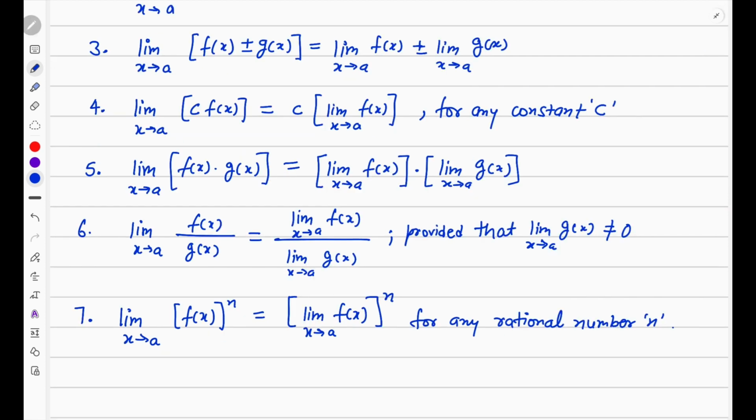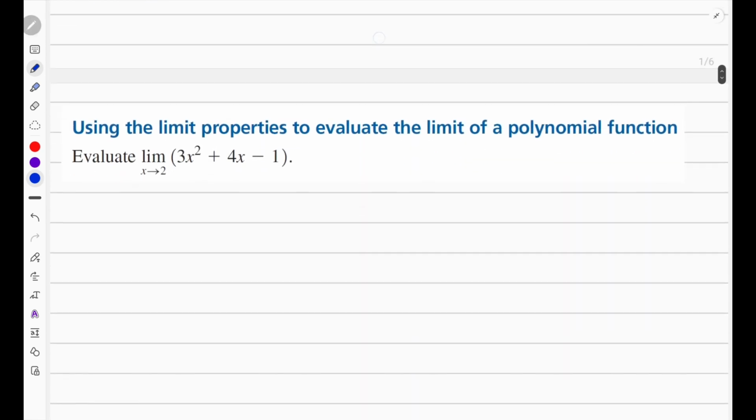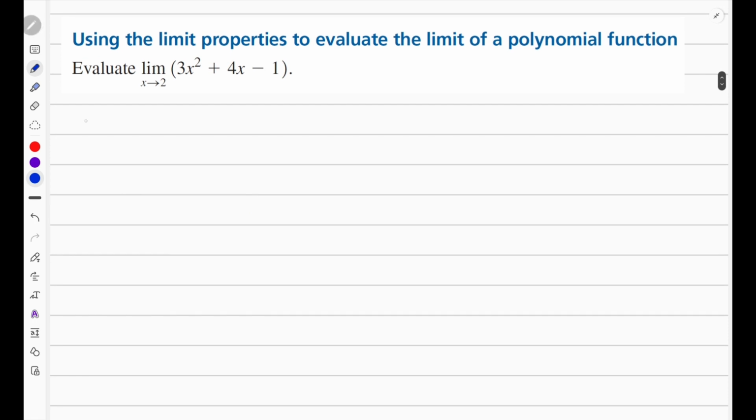So we can take an example. Solution for this example: using the limit properties to evaluate the limit of the polynomial function, we have to calculate the limit as x tends to 2 of 3x squared plus 4x minus 1. So it is a function combining a few properties. These are in addition, so we can take the limit of all the functions individually.